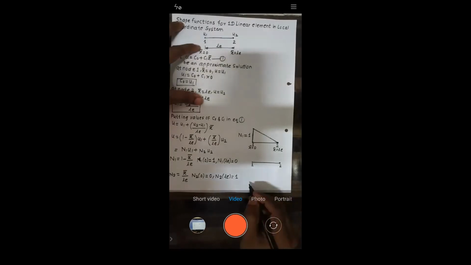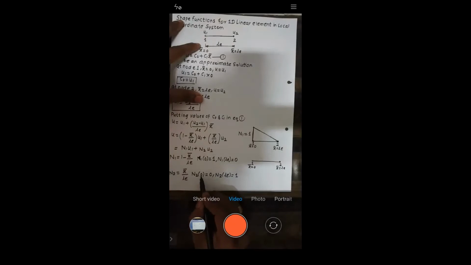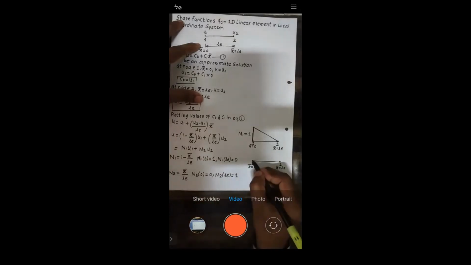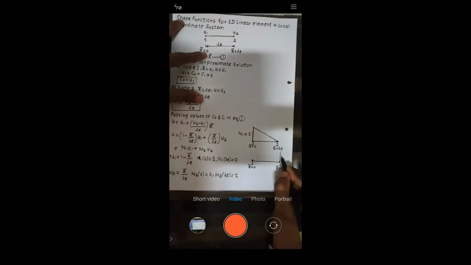Right? Now come back to this diagram. Now let's do it with N2. When x bar is equal to 0, what is the value of N2? 0. So here you will get this point. Now, when x bar is equal to LE, what is the value of N2? It's 1. So here we'll get N2 is equal to 1.